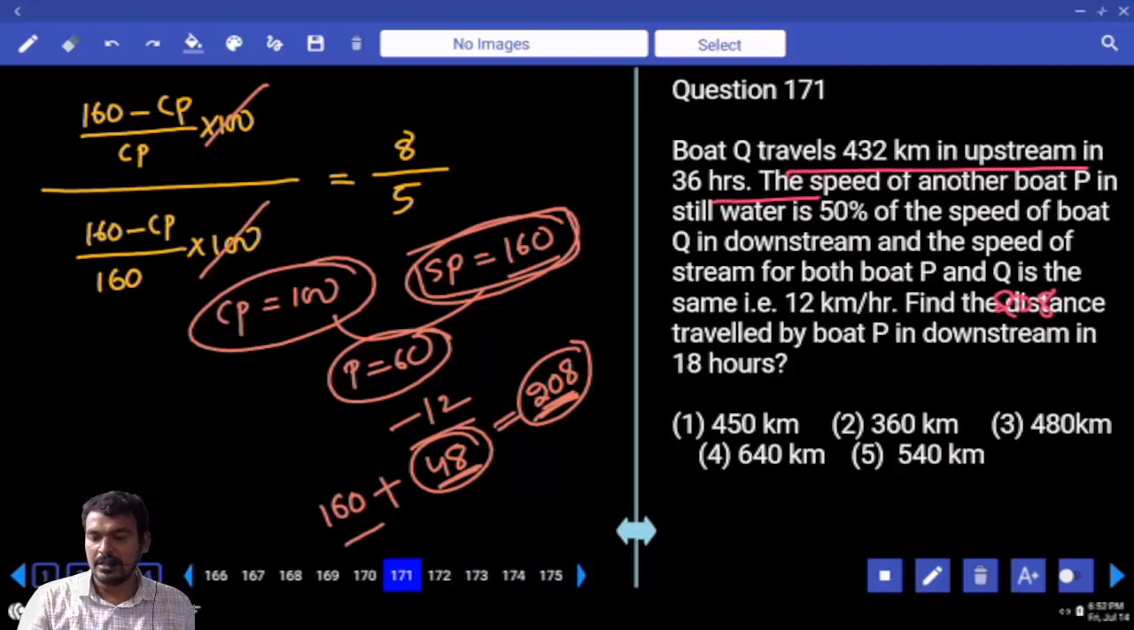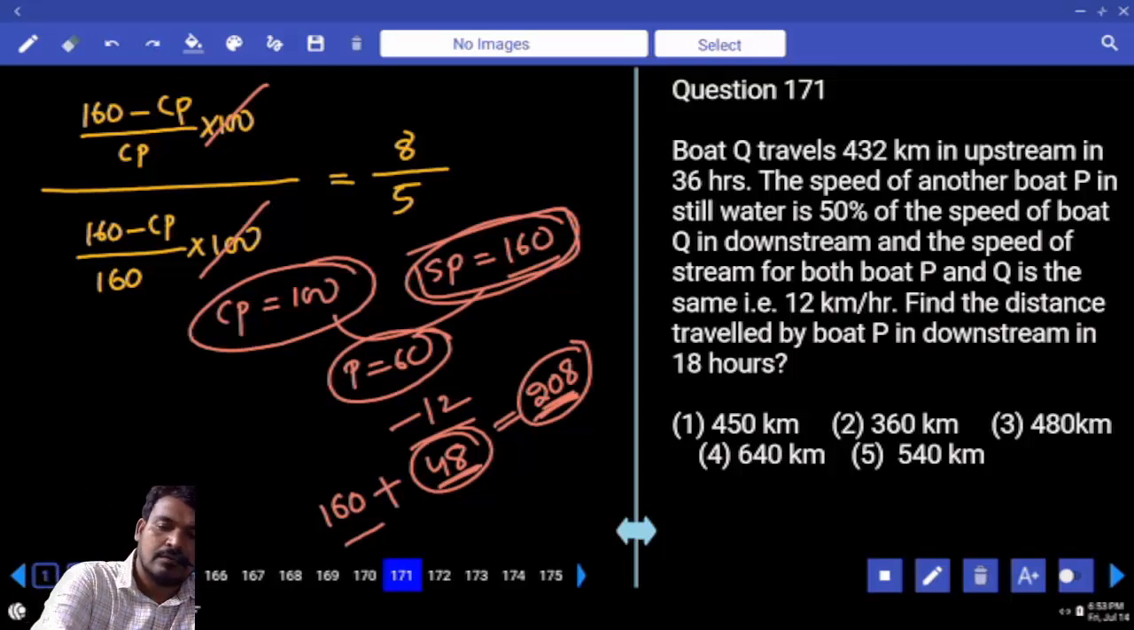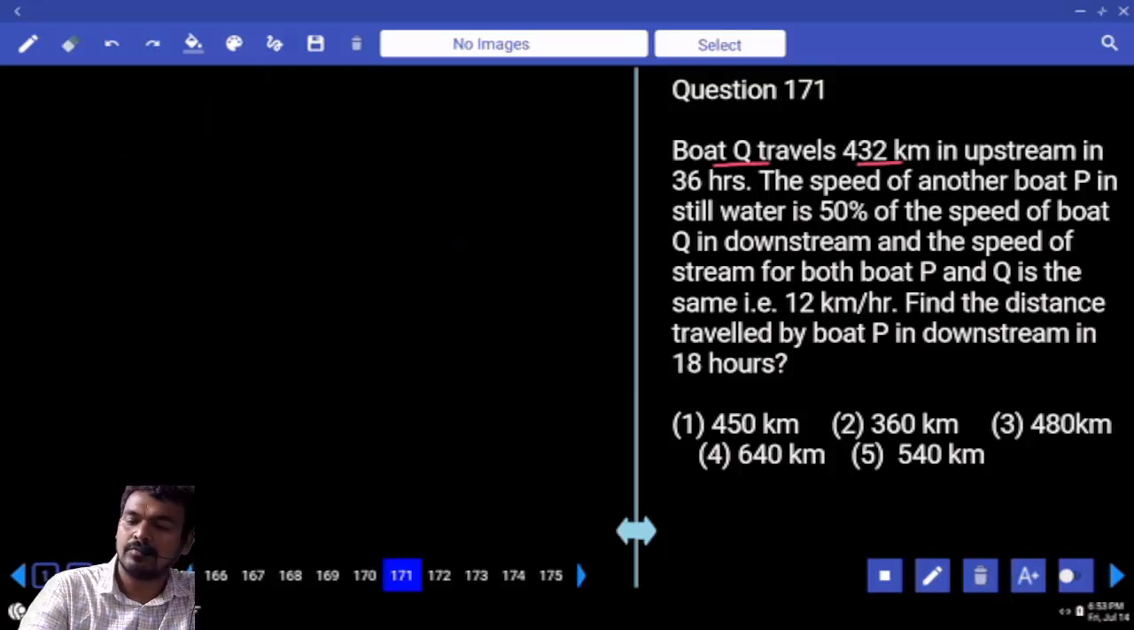Next 171. Boat Q travels 432 kilometers upstream in 36 hours. The speed of the another boat P in still water is 50% of the speed of boat Q in downstream, and the speed of the stream for both boats P and Q is the same. It is 12 km per hour. Find the distance travelled by boat P downstream in 18 hours. First of all, boat Q travels 432 kilometers upstream in how many hours?